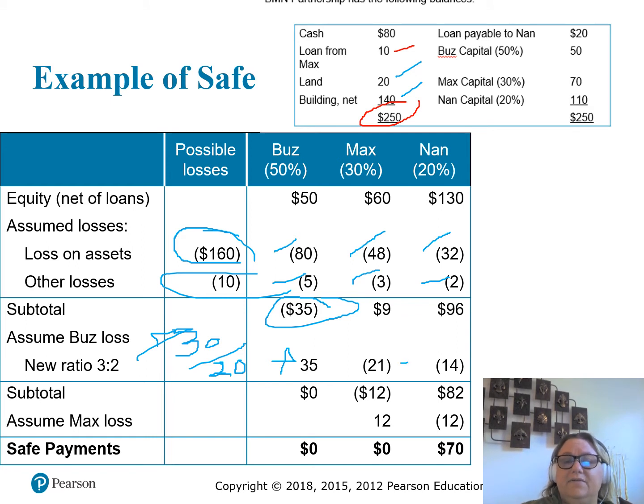So I take these two losses out. Now, Buzz is up at 0. Max is now in the red because Max had to endure Buzz's loss. So now what we have to do is take the Max loss out and put it over here with Nan. And then finally, the safe payment schedule, Nan can have $70.